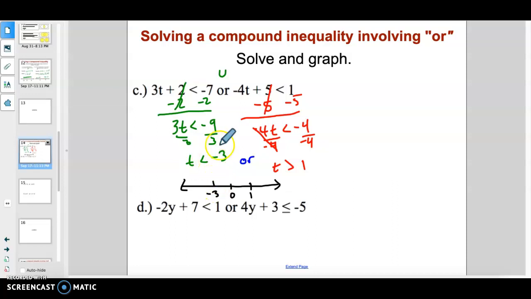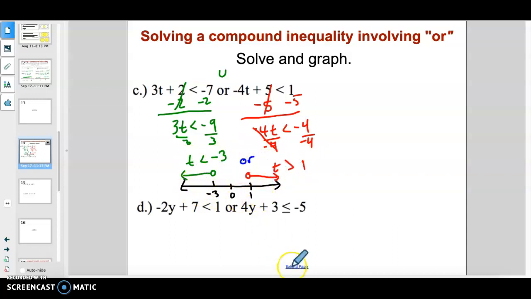So I'm going to start at -3 with an open circle. And if it's less than, I'm going to go to numbers smaller than -3. And then for 1, I'm going to also do an open dot. And then now I have t > 1, so I'm going to graph numbers greater than 1. Since it's "or," we keep everything the arrows touch, so I'm going to keep this whole number line. So your final answer is t < -3 or t > 1, and then this number line.